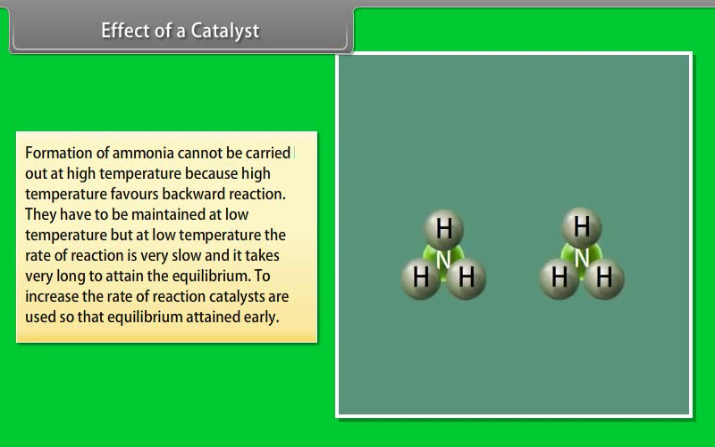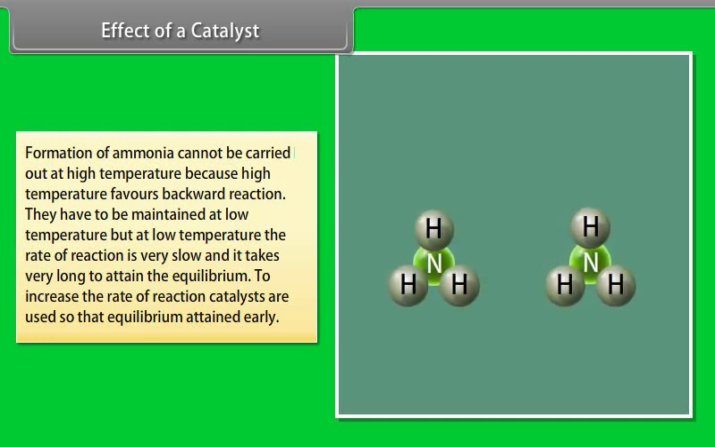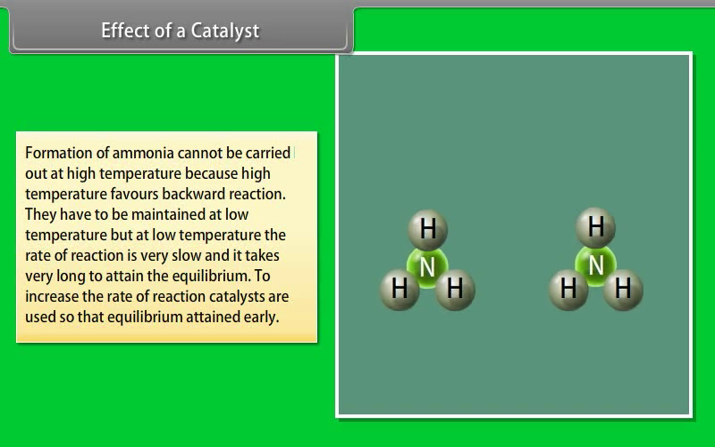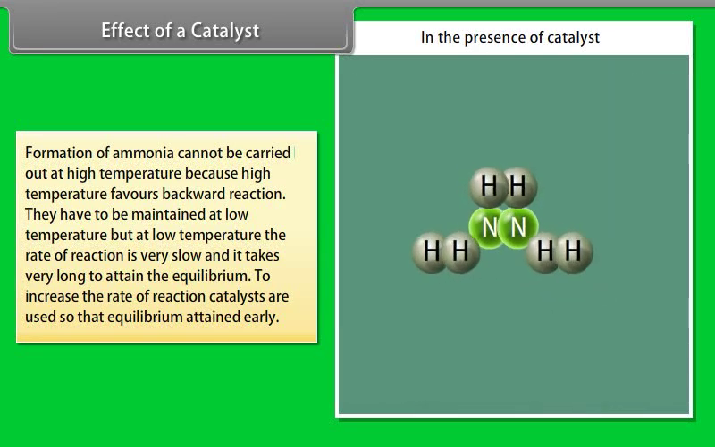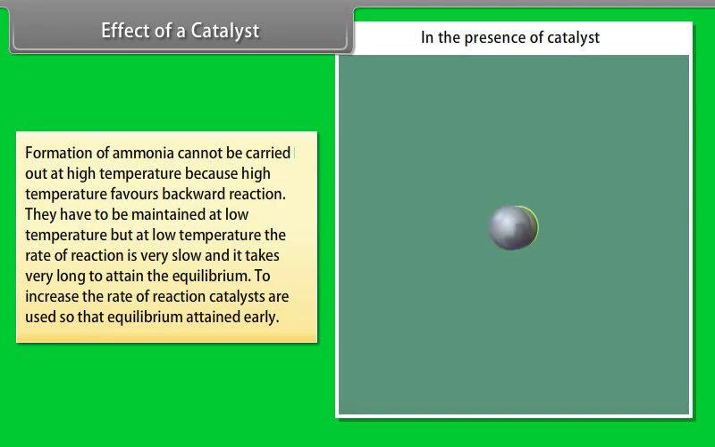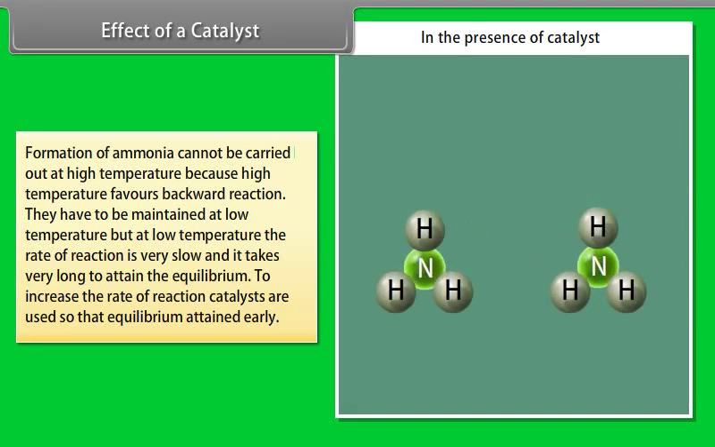They have to be maintained at low temperature, but at low temperature, the rate of reaction is very slow and it takes very long to attain the equilibrium. To increase the rate of reaction, catalysts are used so that equilibrium is attained early.